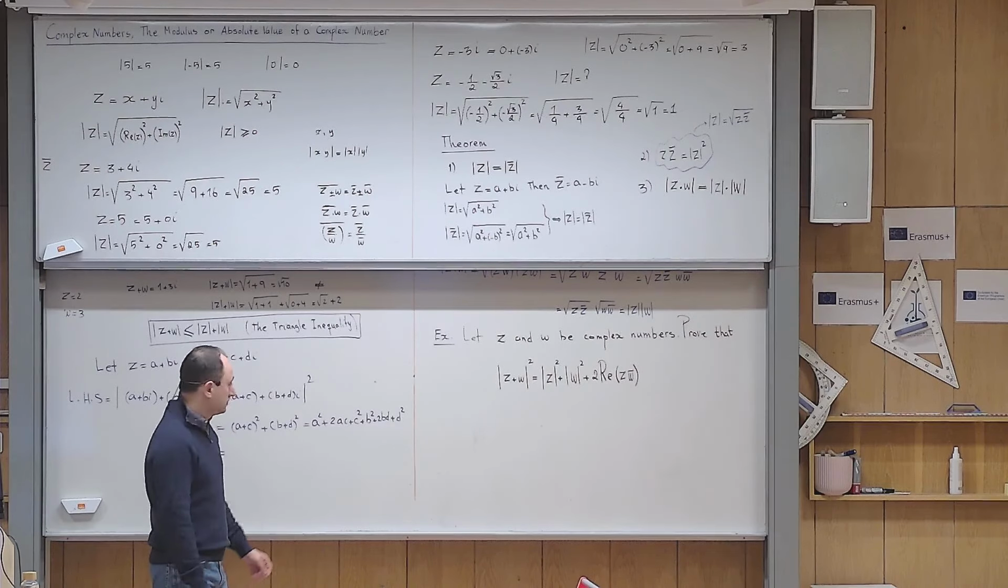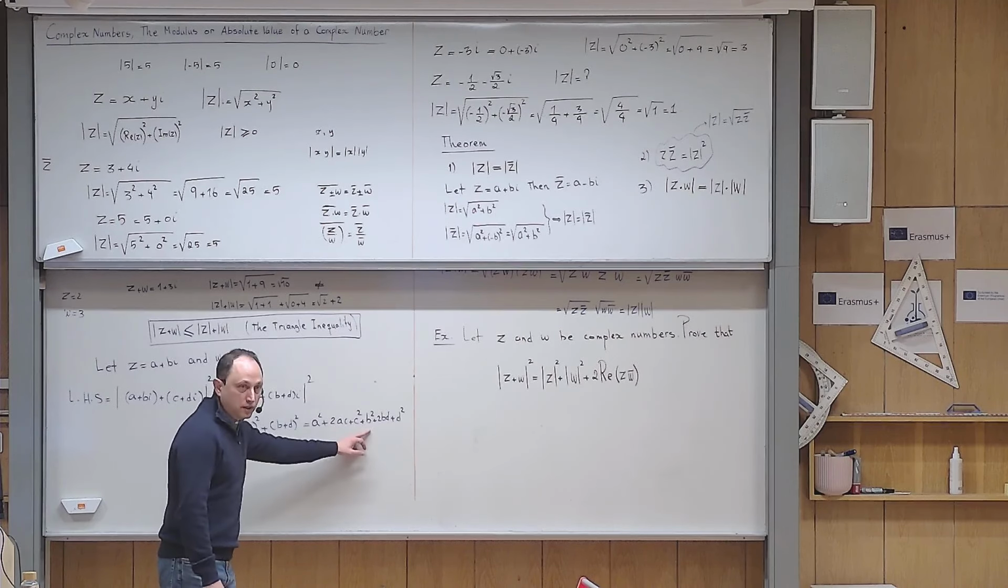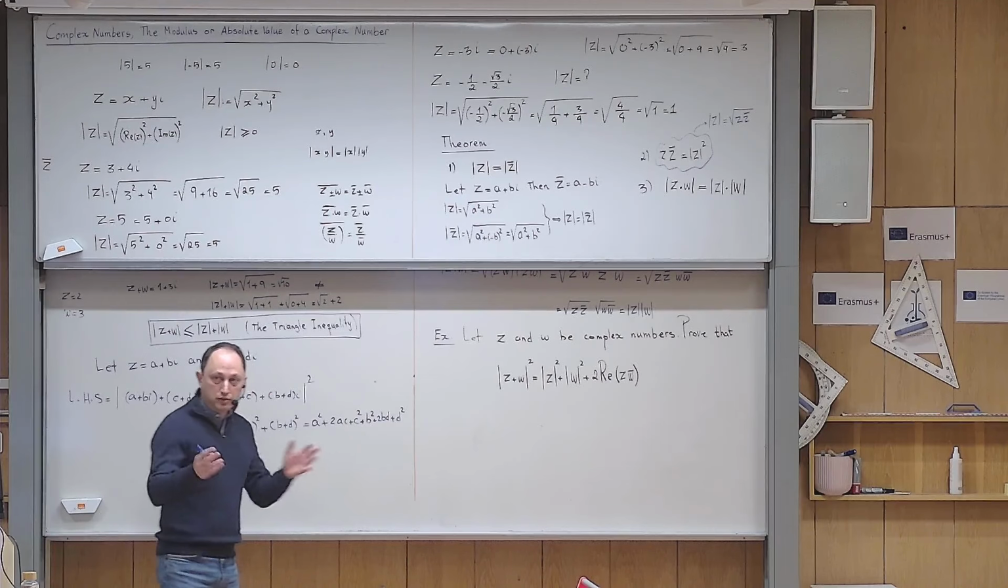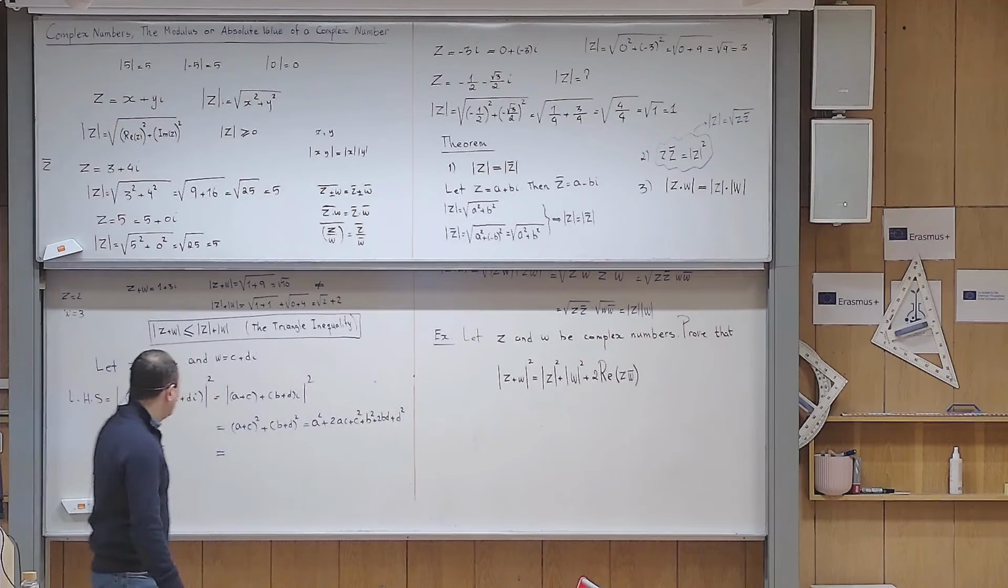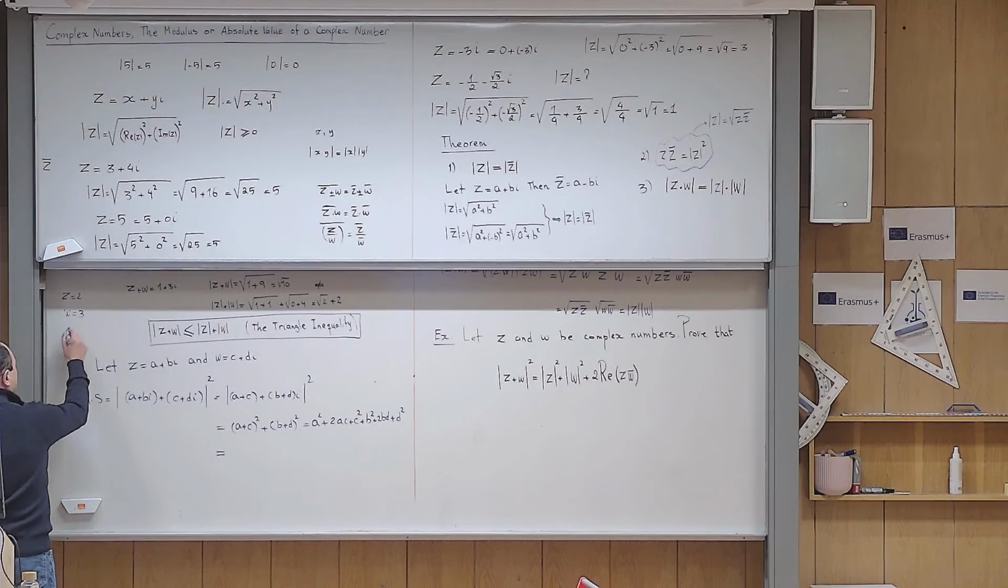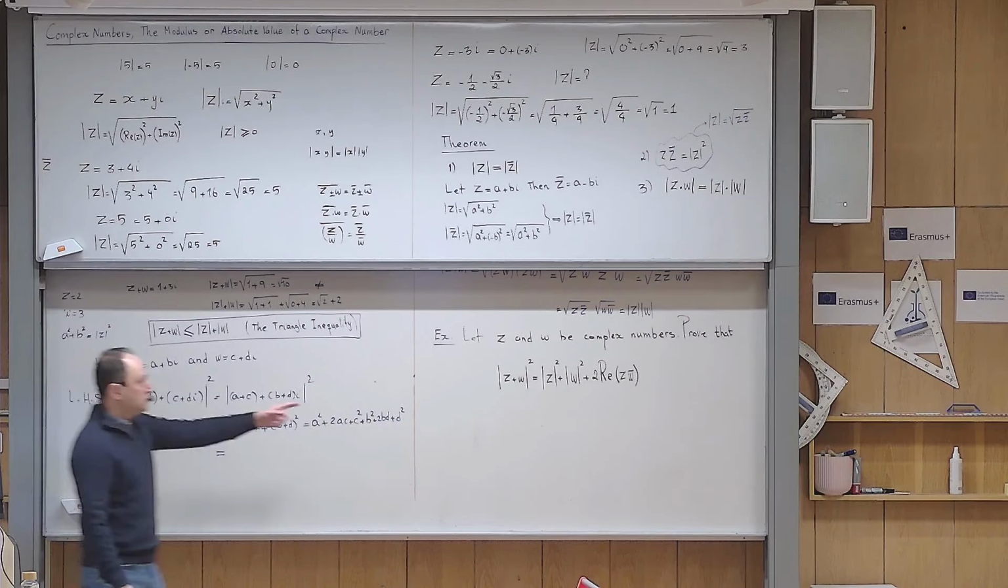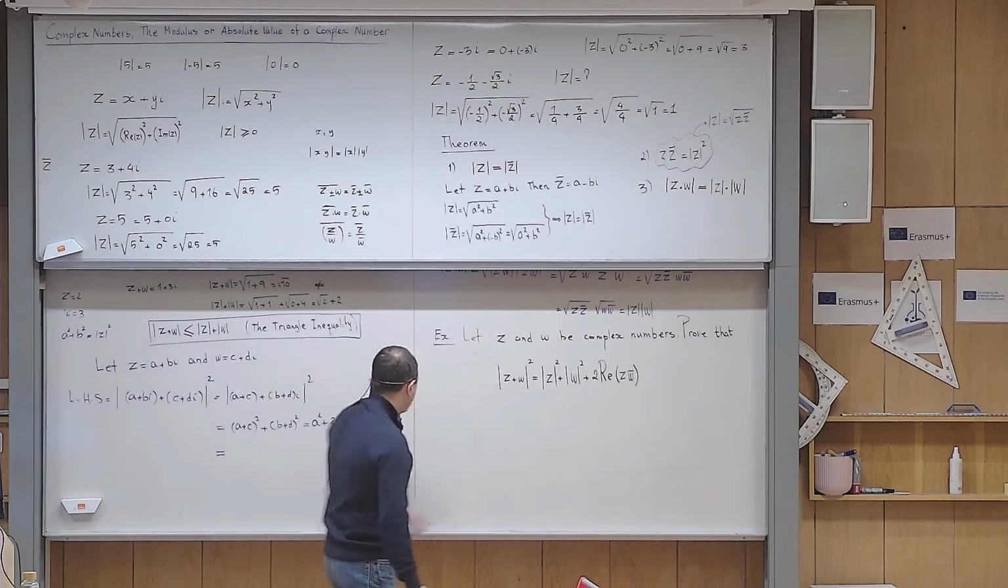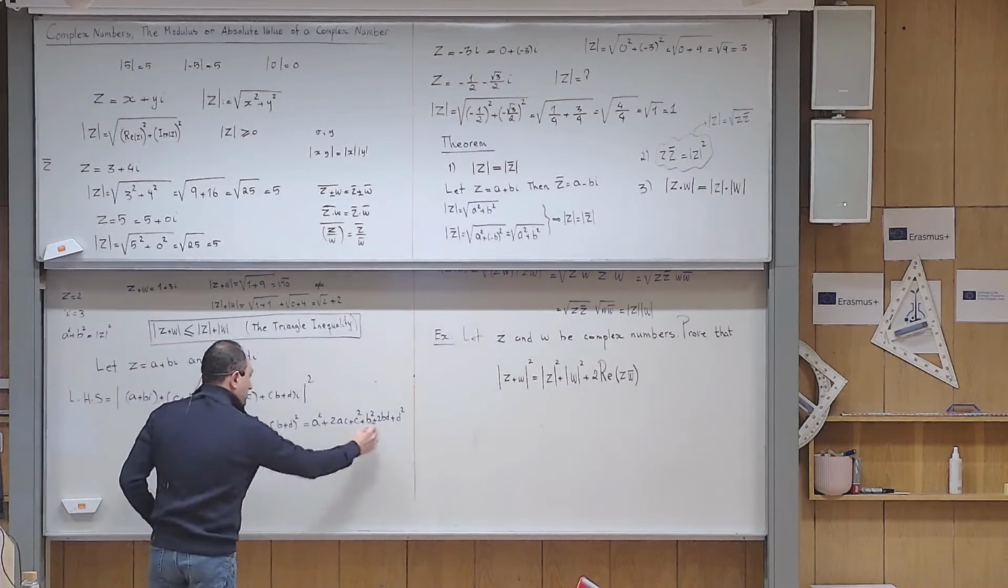Yes? Group a squared and b squared. Why is this a good idea? Why are a squared and b squared together a good idea? Because a squared plus b squared is what? It is the absolute value of z, but to the power 2. And I want it, yes? So that's good. So I will try to group these two together.